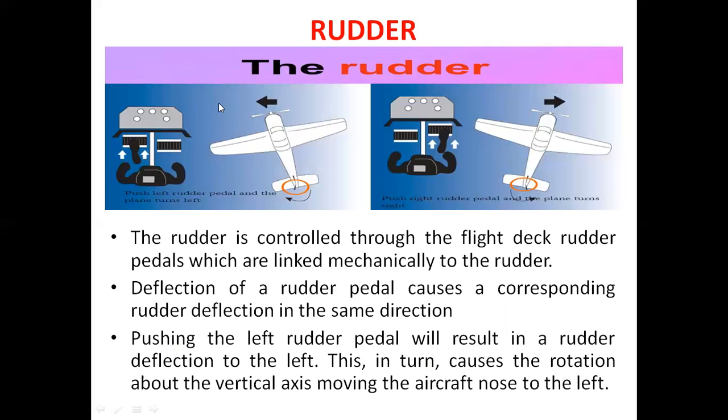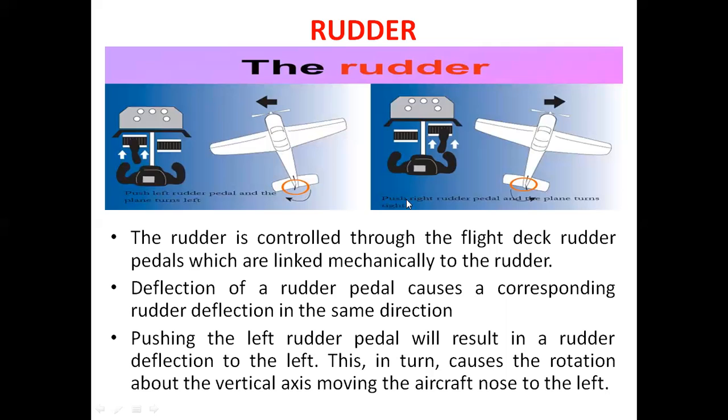So in this first condition, when the pilot pushes the left rudder paddle, what will happen? The rudder will move to left. This will cause the heading of the aircraft to change to left. Condition number one, when the pilot pushes the left rudder paddle, what will be the position of the rudder? Now the rudder will deflect towards left. If the rudder deflects towards left, the nose of the aircraft will also change towards left.